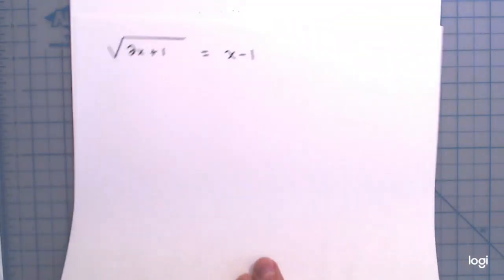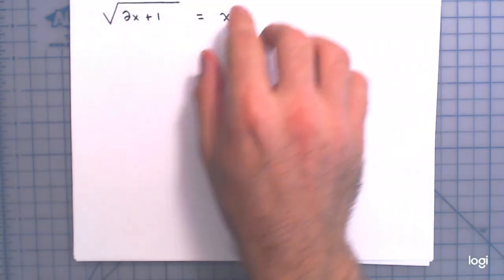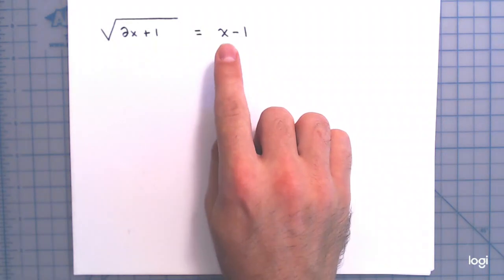Okay, another example. Here I'm asked to solve the square root of 2x plus 1 equals x minus 1.